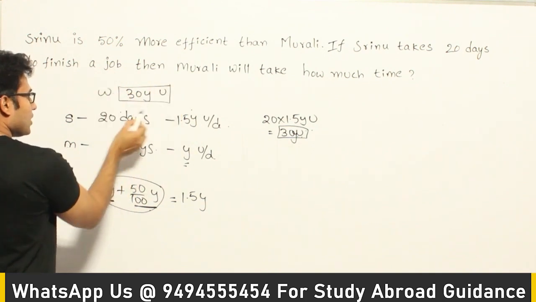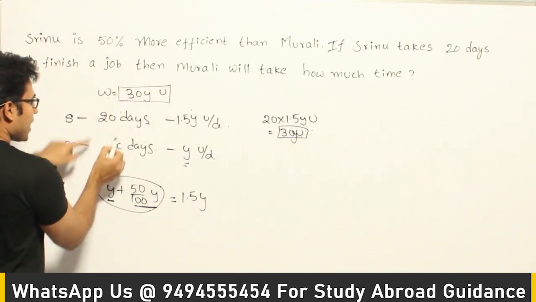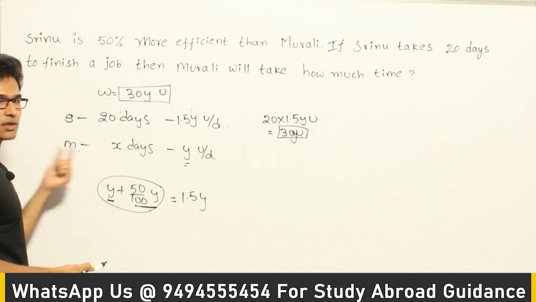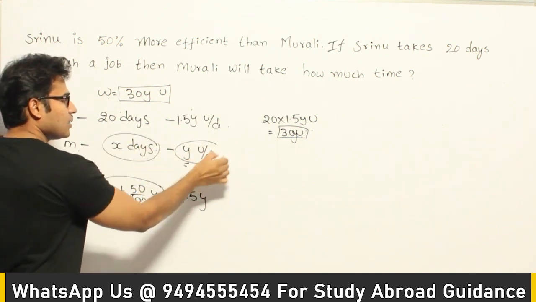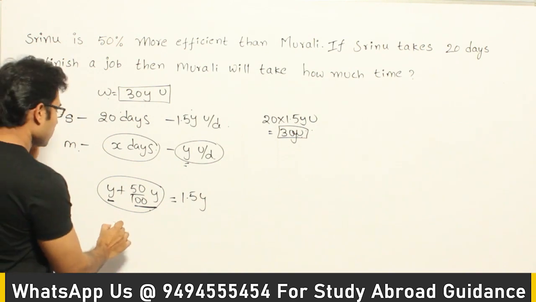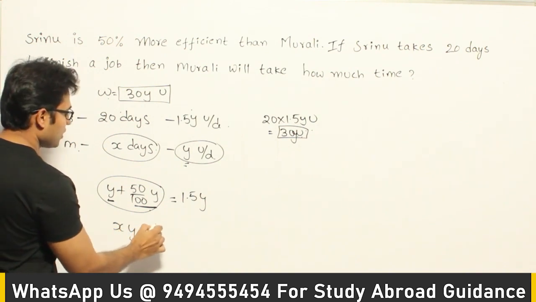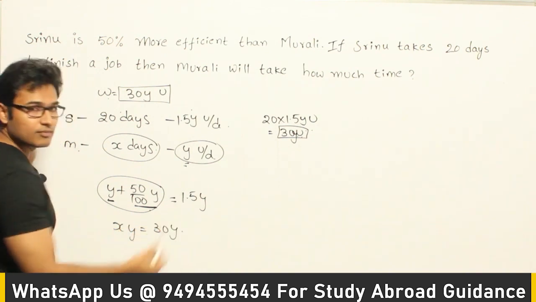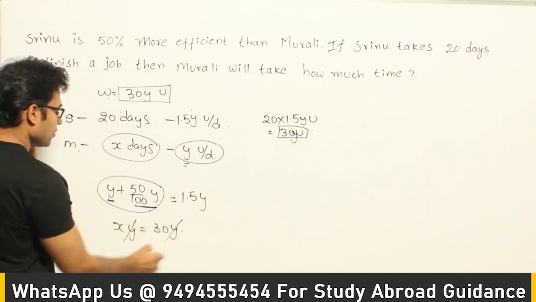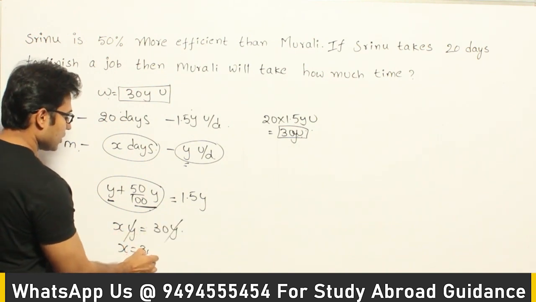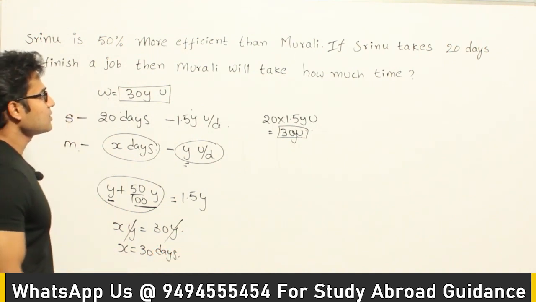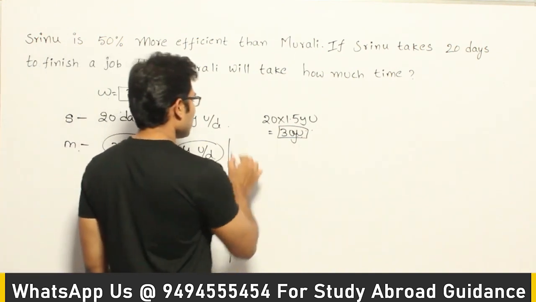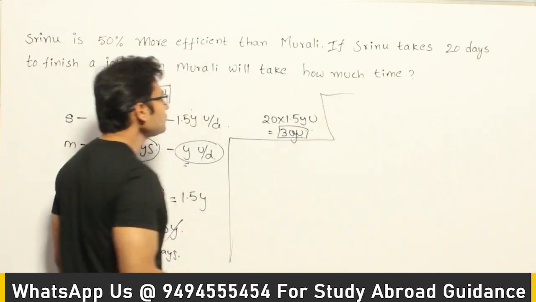Now the same work will also have to be finished by Murali. Therefore, what is the total work done by Murali? X days into Y units per day. Therefore, you are going to get X into Y equal to 30Y. Got it? So you are going to get X equal to 30 days. So this is one way of solving it, and there are various other ways of solving it. You can also do it that way.